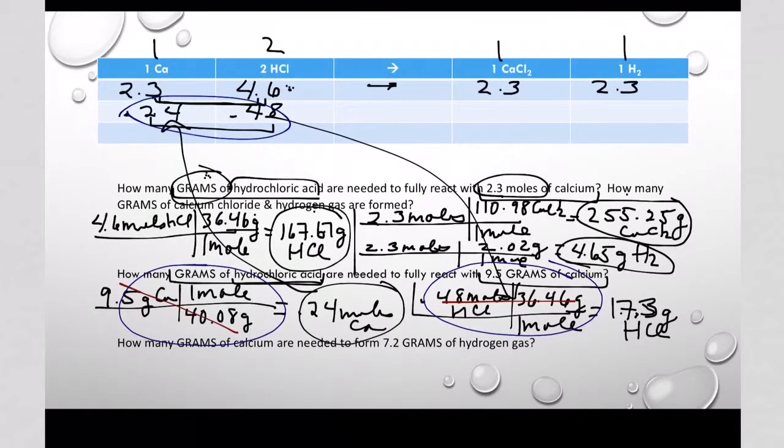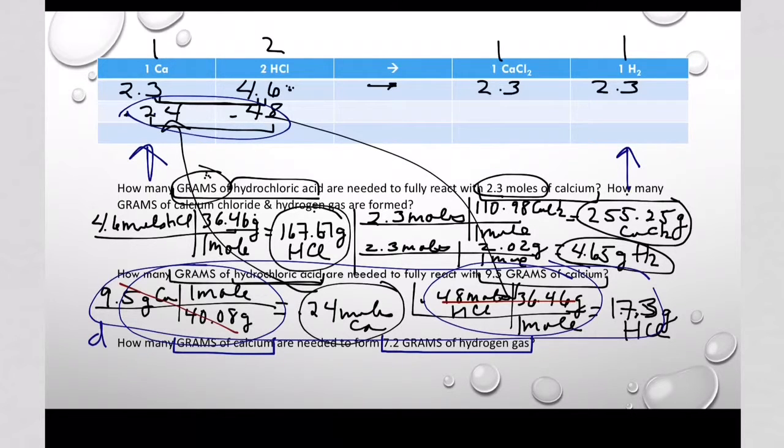Okay, so let's look at this very last problem. I think it's D on your sheet. It says, how many grams of calcium are needed to form 7.2 grams of hydrogen gas? So we know we're starting with hydrogen gas here, and we're trying to find how much calcium is needed to make that. Above we've been putting things into the table, but you can take all of what we did in the last problem and put it into one big dimensional analysis. So let me show you how to do that.